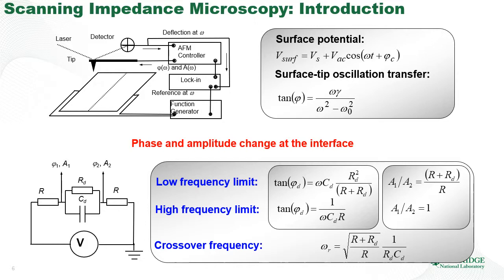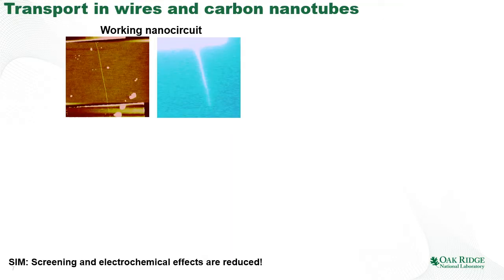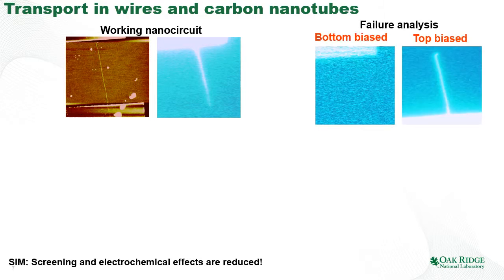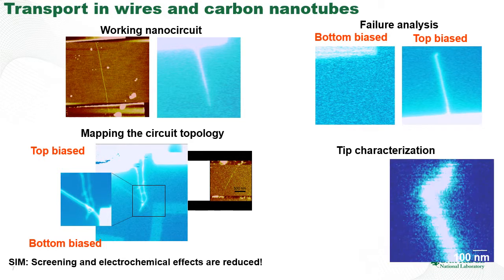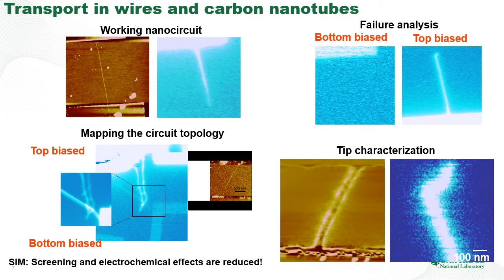So you can learn more about this technique in one of the previous lectures. However, what was really important in the impedance microscopy is that it allowed us a way to visualize nanoscale objects with very high sensitivity and resolution. So these are a few examples of visualizing the transport in nanowires, whether a continuous nanowire or a broken nanowire, or a more complex circuit, or even the tip characterization using the nanotube in this case as the probe.